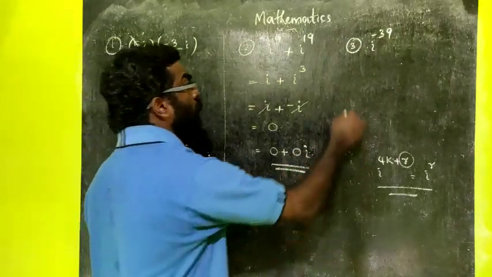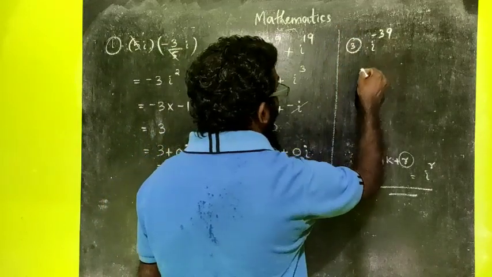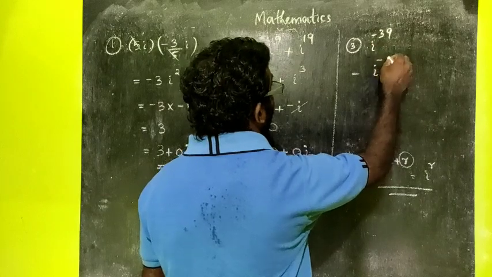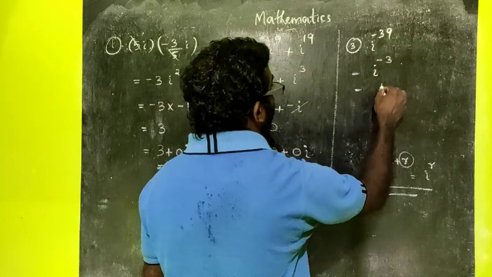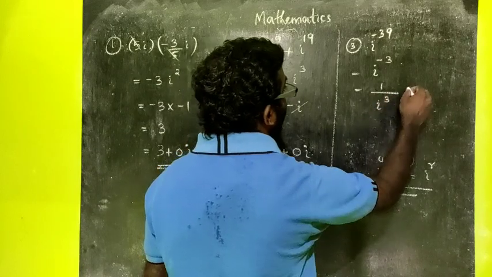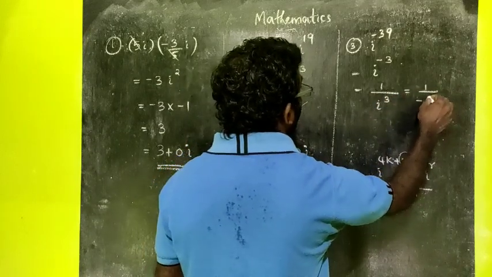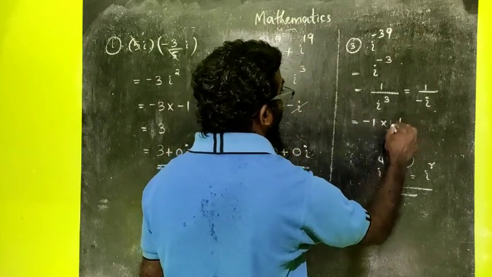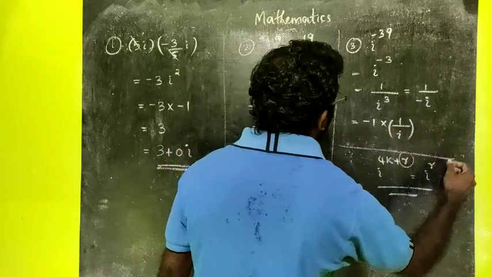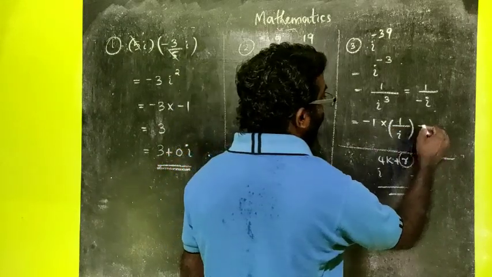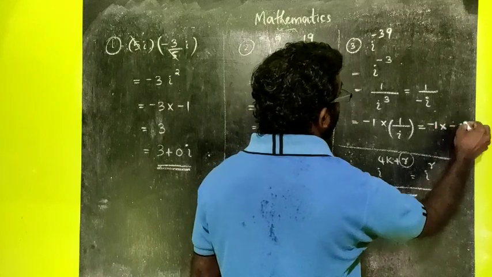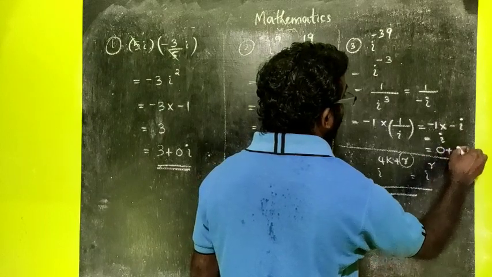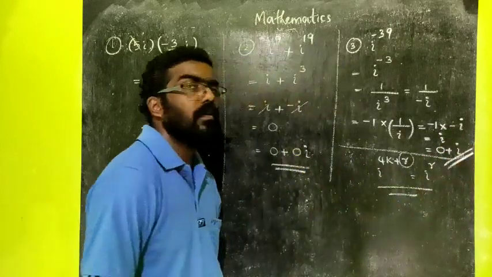Okay. Similarly, we can do the third one, i raised to minus 39. This can be written as i raised to minus 36 and the balance is minus 3. So i raised to minus 3, that is 1 by i cube. 1 by i cube is minus i. This minus sign we can separate, minus 1 into 1 by i. And the value of 1 by i is what? Again minus i. So minus 1 into minus i gives plus i, or we can write 0 plus i. Clear?